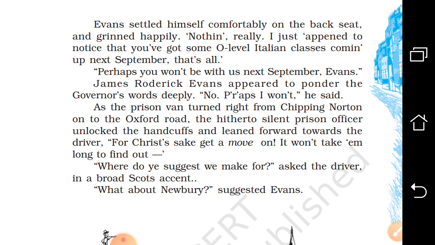So finally, dear children, we have come to know that the prison van and the two officers there are again not original, and they are the people of Evans. Finally they decide to go to Newbury, that hotel, to enjoy. And again Evans escaped. Now he has escaped for the fourth time. Three times already over, this is the fourth time.